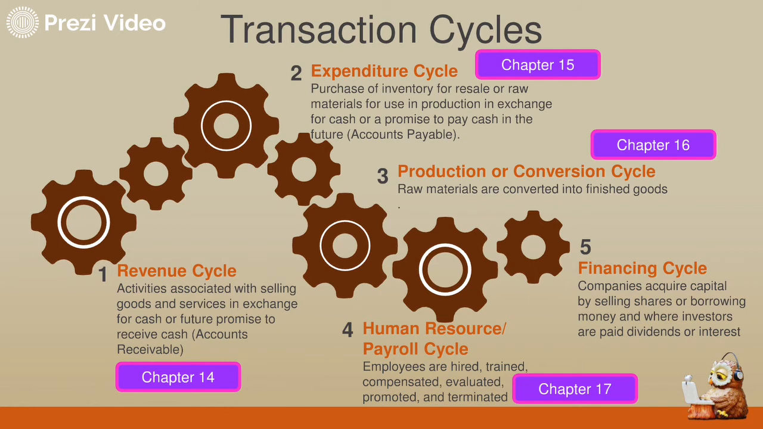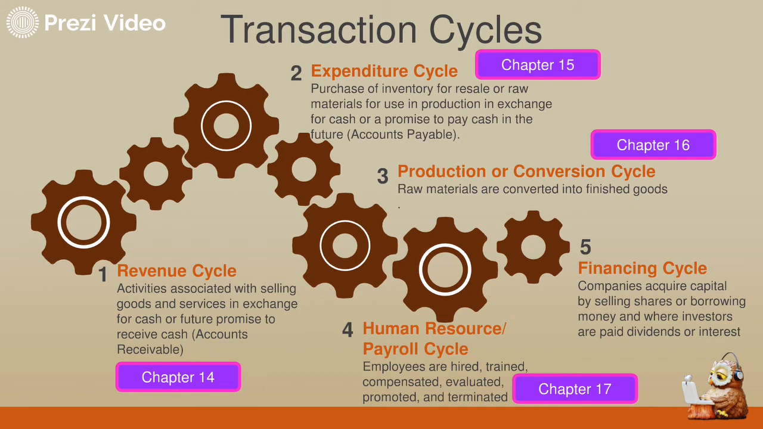Alright, refer to the revenue cycle. These are activities associated with selling goods and services in exchange for cash. For example, you sell goods or services, the goods are transferred to the customer, and then you get cash. Or it can also be a future promise, which we normally call accounts receivable. Then the second cycle is the expenditure cycle. This is the purchase of inventory for resale or the purchase of raw materials for use in production, in exchange also for cash.